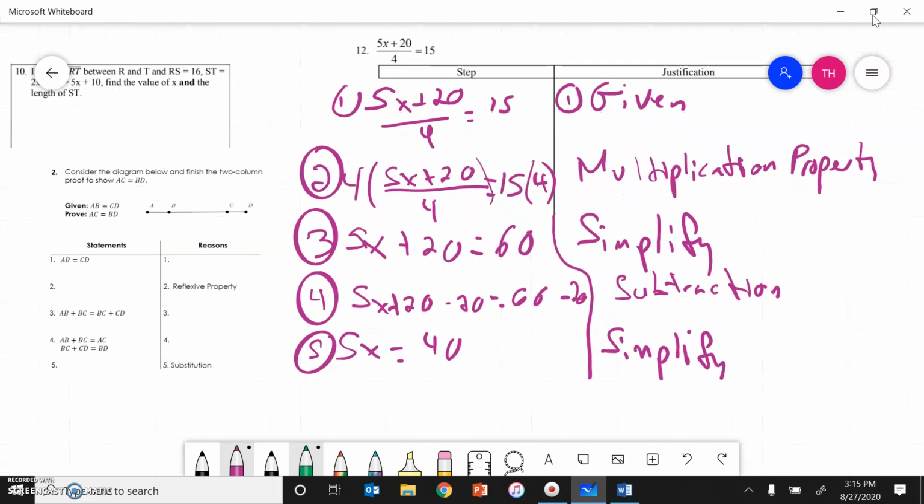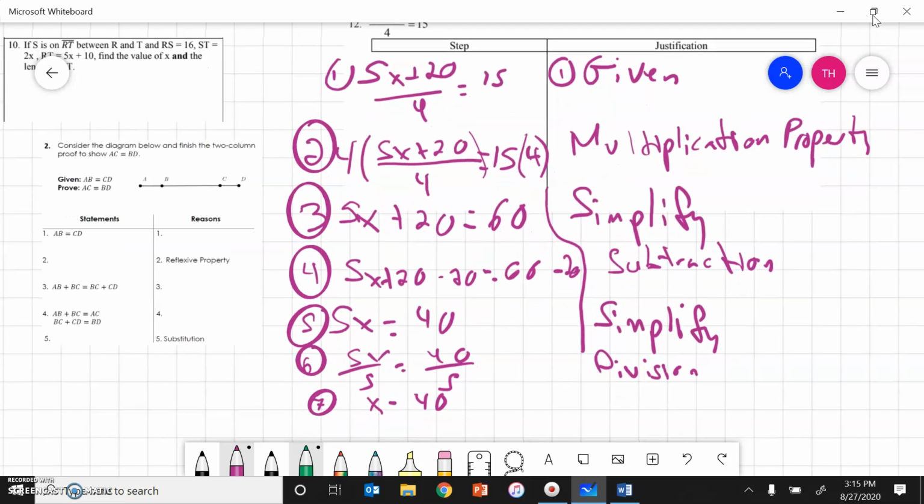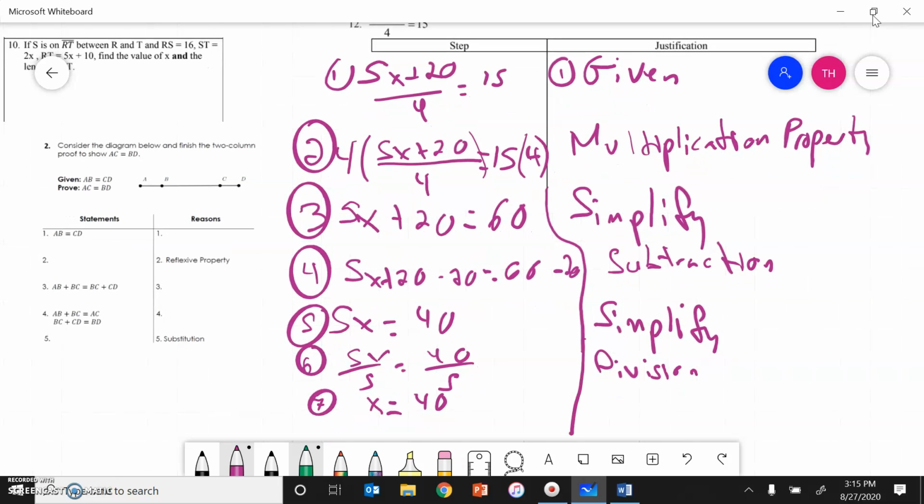Okay, and then the last thing you would have to do would be to divide. So 5x divided by 5 equals 40 divided by 5, because you applied the division property to both sides. And then you solve: x equals 8. Now you simplify.